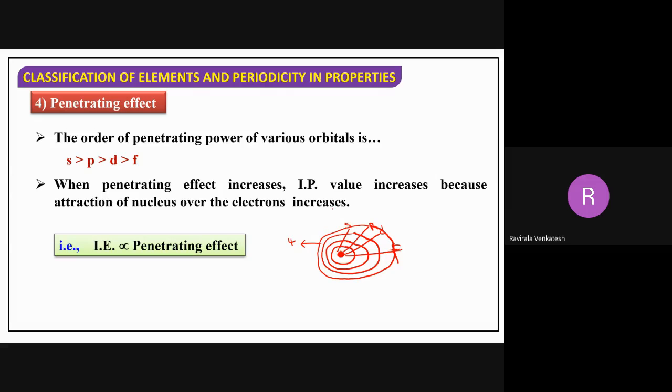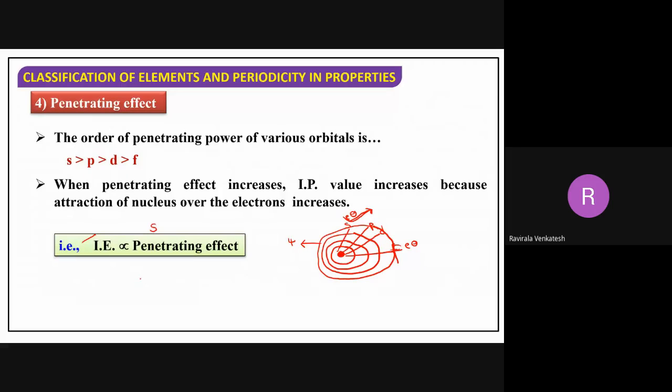So removing an electron from the S orbital is difficult, or from the F orbital? Removing an electron from the S orbital is difficult because the electrons present in the S orbital are very much near to the nucleus. So that is the reason penetrating power is directly proportional. Which is having more penetrating effect? S is having more penetrating effect.